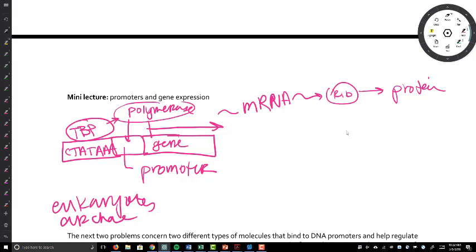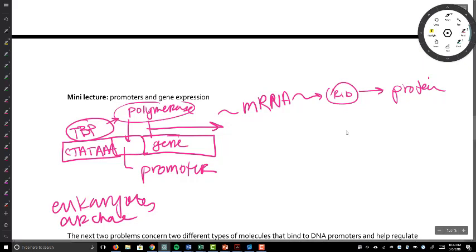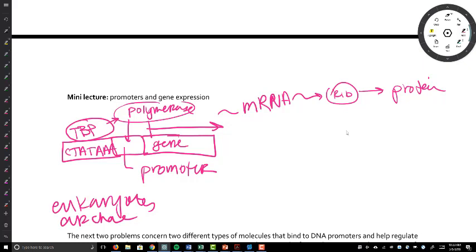And so in the next couple of exercises, we're going to talk about how the sequence of DNA can determine how things can come in and bind the DNA and then have it translated into RNA. So I'll let you guys work on problems 2 and 3, all right? And that's how we'll close class.